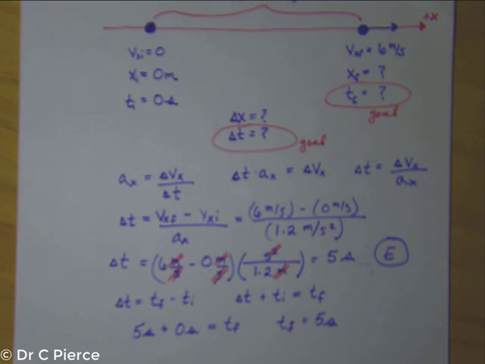For sig figs, I look back at the problem and I see that the 1.2 was considered 2 sig figs. The 6.0 is 2 sig figs. So if I was going to give a numerical answer, I shouldn't just give 5 seconds. I should round it to 2 sig figs, which would actually mean saying 5.0 seconds.